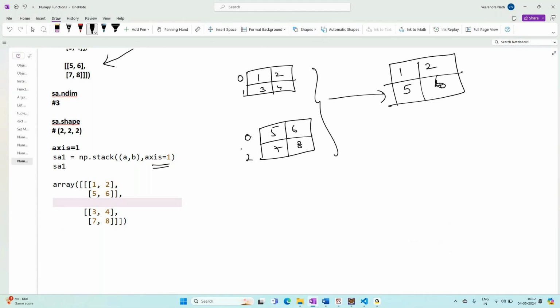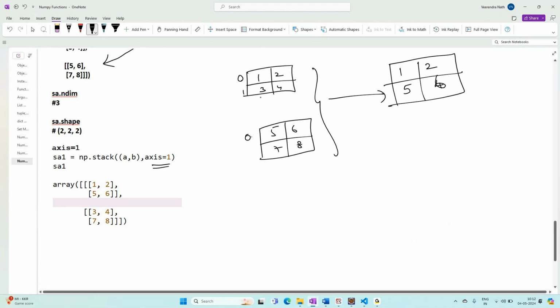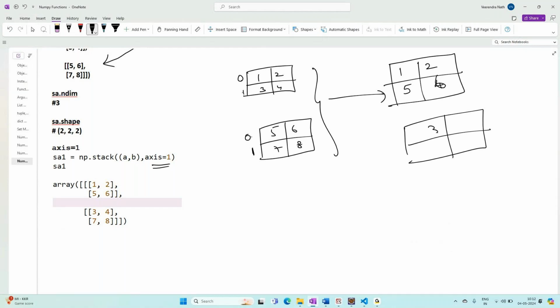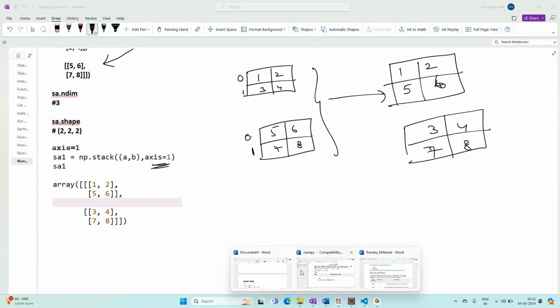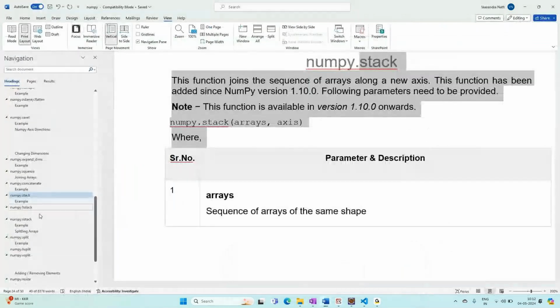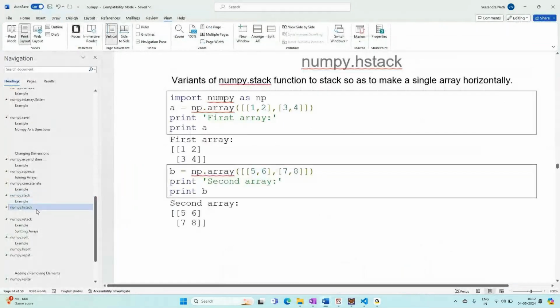Now what happened here? 0, 1. So it has made it into the first one here and one here, like this. So this is by axis is equal to 1. Is that clear? So in that way we use the stack, and in the same way you have the horizontal stack. So what will horizontal stack do?